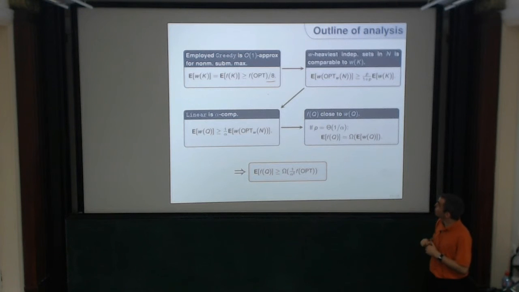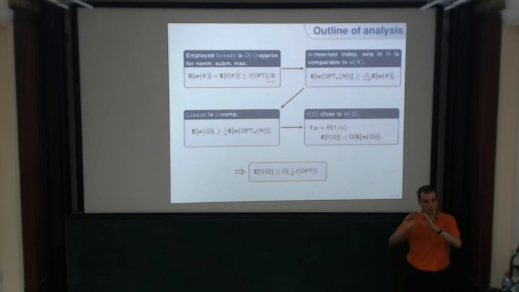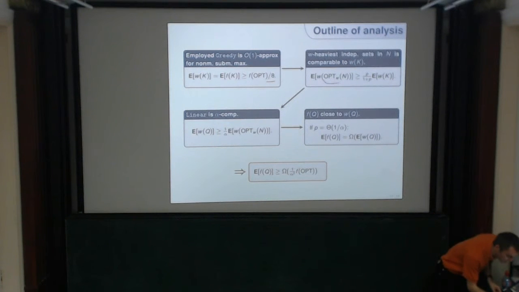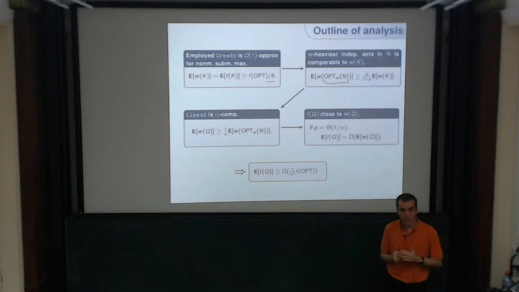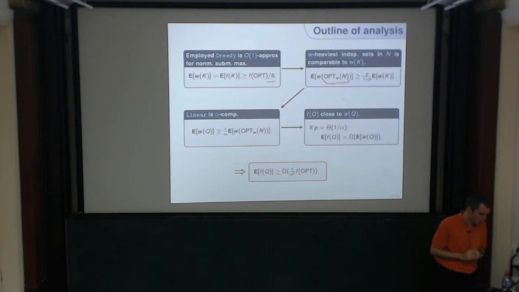So the second box on the top right, there we want to make sure that the linear weight in the control set is not much larger than the linear weight you have in the set that the linear algorithm sees. This is OPT_W of N, just the highest weight independent set inside N, which are the elements that the linear algorithm sees. This is important to show.